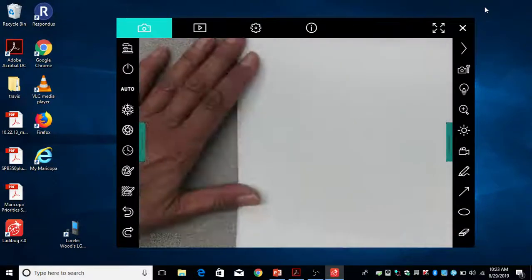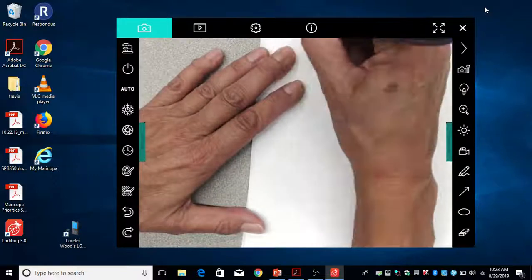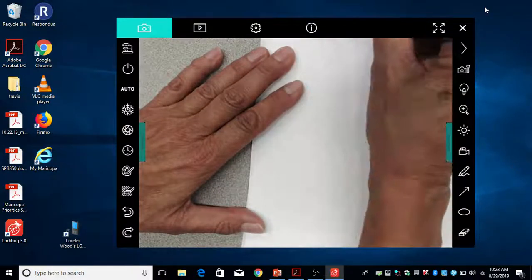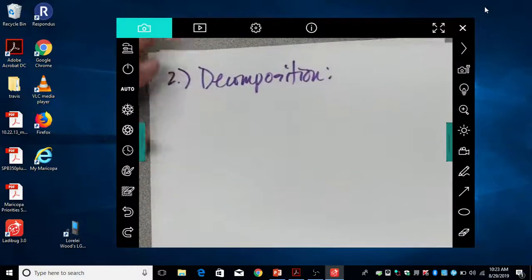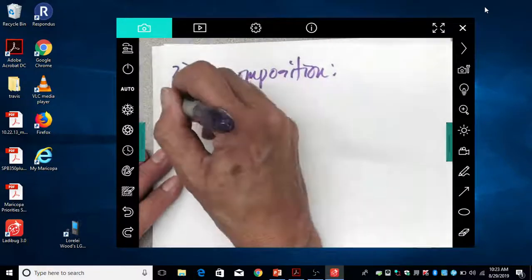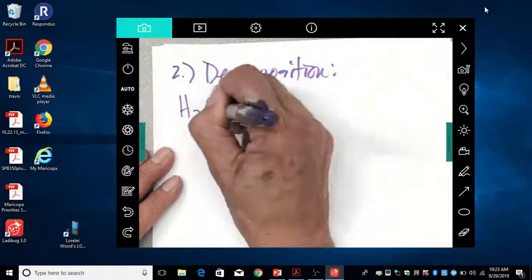All right, the second type of reaction is decomposition. The reaction I like to use for decomposition is this stuff right here.